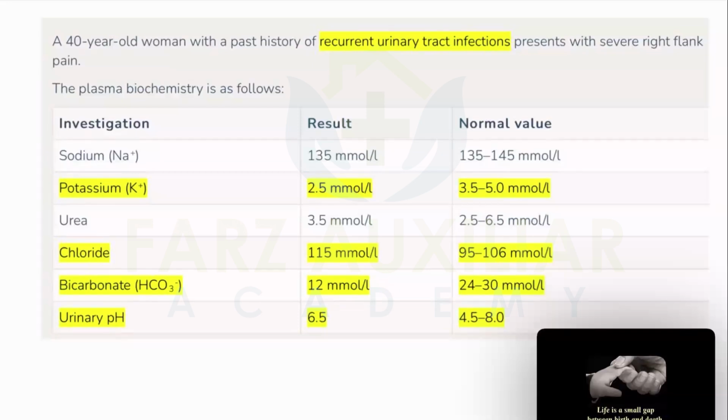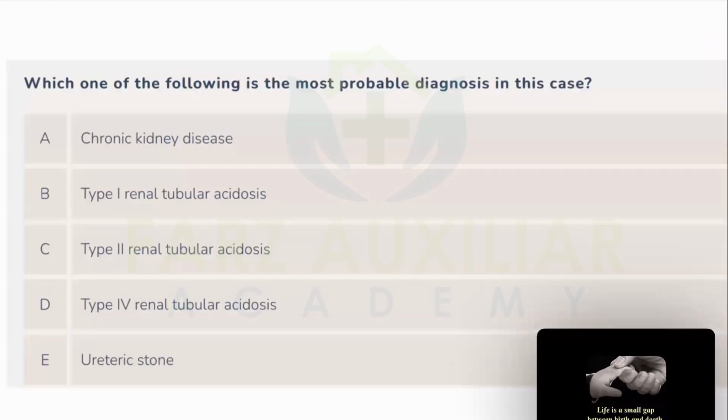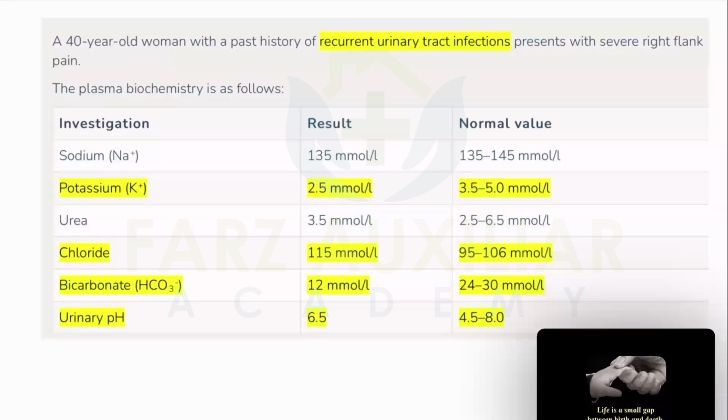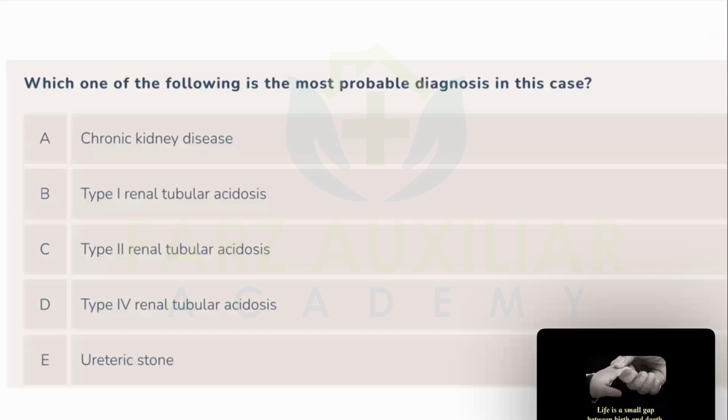There is severe metabolic acidosis, bicarb is 12, and potassium is low. So it is not type 4, and type 4 goes out. Type 1 and type 2 we can find out from the urinary pH. They have not given calcium, so we can't use that. So that is the way.